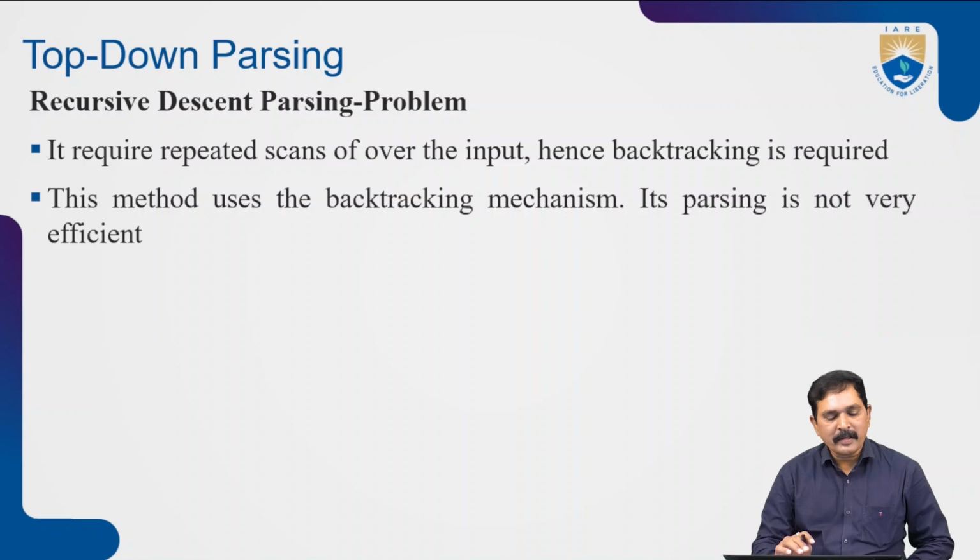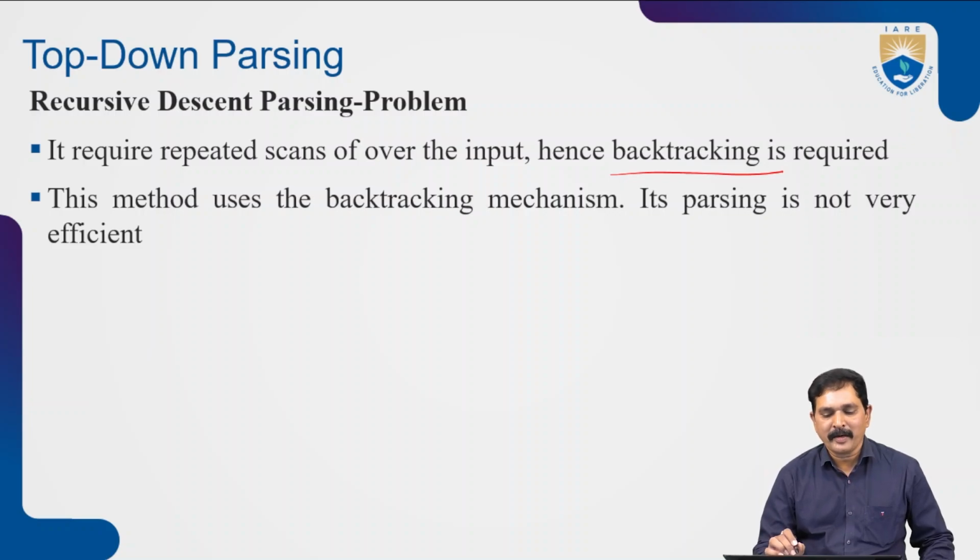And further, I'm discussing recursive descent parsing, which is good because it can be used for construction of the parse tree using the top-down approach. But we have some problems with recursive descent parsing. The basic problem is backtracking. Sometimes the required input string is not achieved. In that case, you have to apply backtracking again and try for getting the solution.